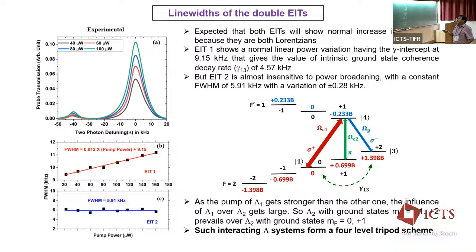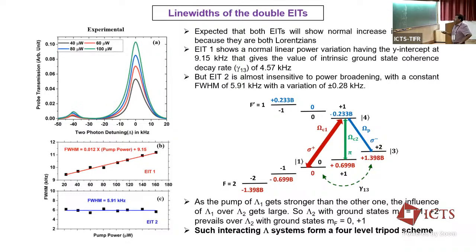But then what happens to EIT2? EIT2 is almost insensitive to power broadening, with a constant of 5.91 kilohertz plus or minus 0.28. This is not the feature that a Lorentzian would show. Can you really see what is happening? Because you should have got the same kind of feature.